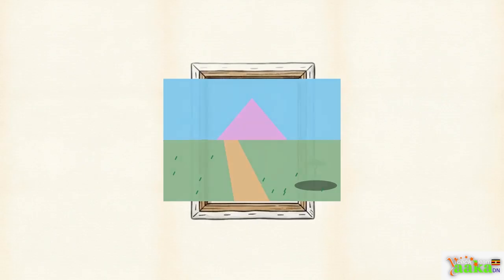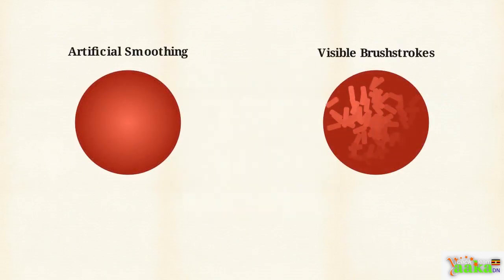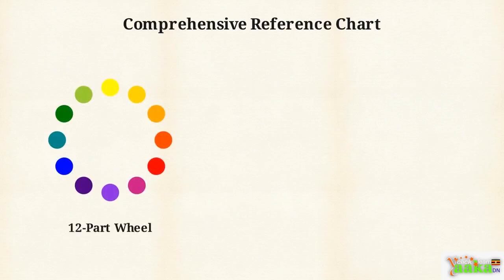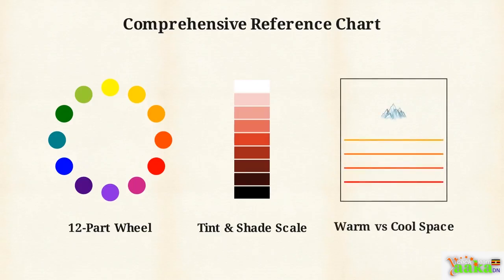During that final refining stage, avoid the temptation to artificially smooth everything out. Leave deliberate brushstrokes to capture the rough, natural textures of tree bark or the nuanced variations in human skin. This reference chart synthesizes everything we've covered. It locks in your 12-part wheel for precise mixing, your tint and shade scale for controlling value, and your warm versus cool framework for organizing space.